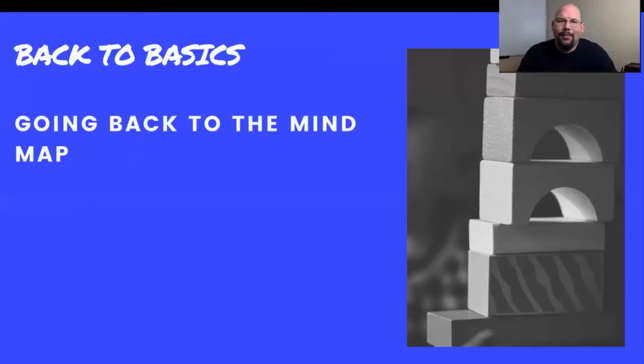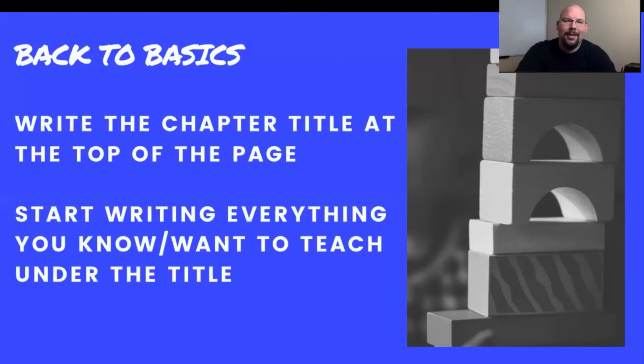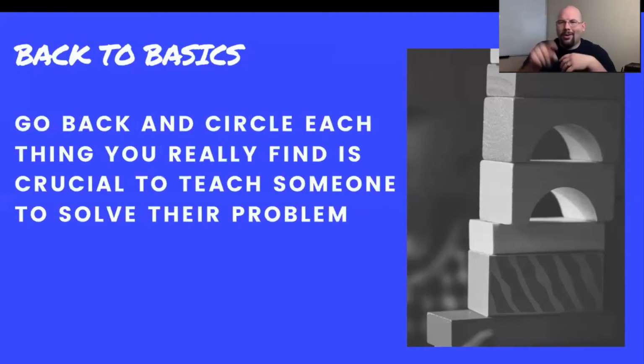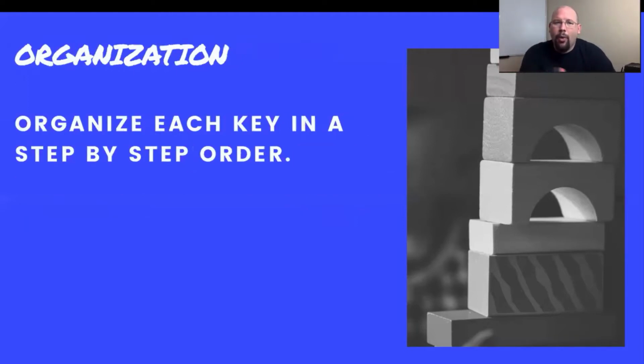We're just doing a mind map, guys. If you don't know what that is, Google it, but it's really easy to do. You just start writing down ideas on the title, on the chapter that you're writing. Then later you go back and circle each thing, and you really find what's crucial. So, I want to put that over there, and this here. And then you know what you're going to teach people to solve their problem. Pretty simple. We're going to organize each key.